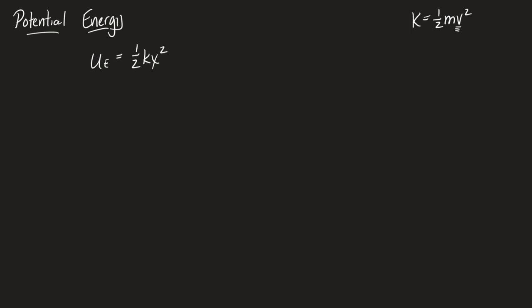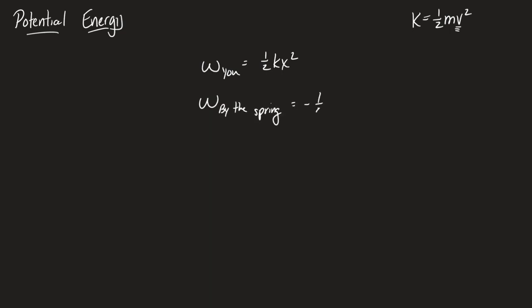In fact, what I actually think we did was something like this. I think we said that the work done by you on the spring was 1/2 kx squared, but the work done by the spring was negative 1/2 kx squared. Is that where we ended up at the end of the class yesterday? Is that about right?